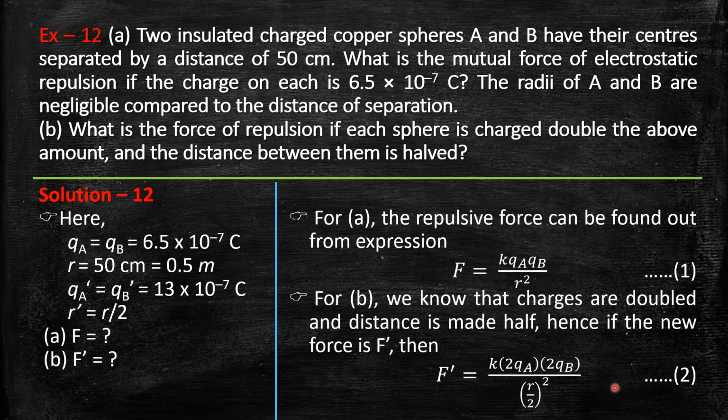Other option is to simplify this, take constants out. Then you will have some 4k QA QB by R square, or 8 QA QB by R square, or 16 QA QB by R square, something you will have. Because R by 2 on squaring will give you R square by 4. This 2 of QA and 2 of QB can be taken out. Then ultimately you will have some constant into K QA QB by R square, which is result 1. So a better way of doing it is not substituting values here, but instead simplify this and take the ratio. Try out whichever way you are comfortable with.